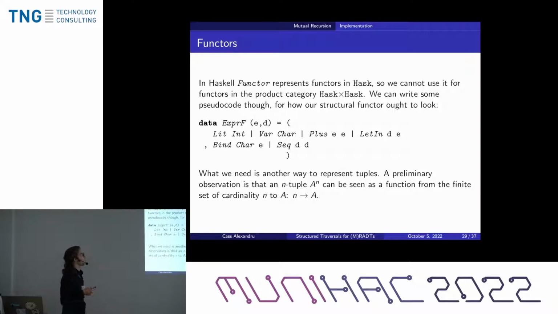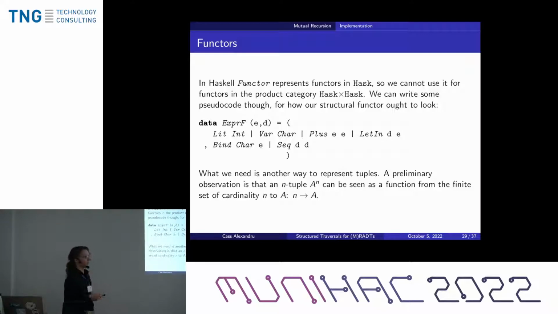If we could somehow construct a product of these two data types, then it might look like this, where we define them in a tuple, and then they can reference each other again, because now instead of having one recursive variable in the structural functor, it would have two put in a tuple. As I said, we can't do this in Haskell. So we need to find a different encoding.